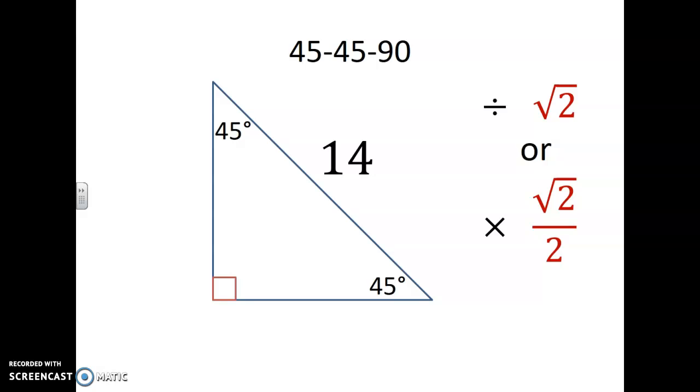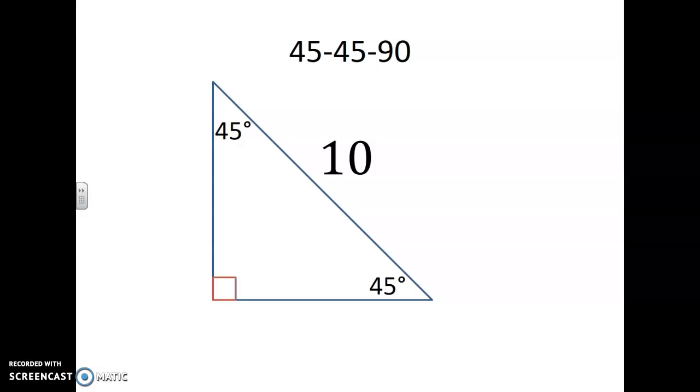So you take the hypotenuse, divide by 2, which is 7, rad 2. Divide by 2, rad 2. So if you had 10, divide by 2, rad 2. So it would be 5, rad 2. If you had 18, divide by 2, rad 2. So 9, rad 2.